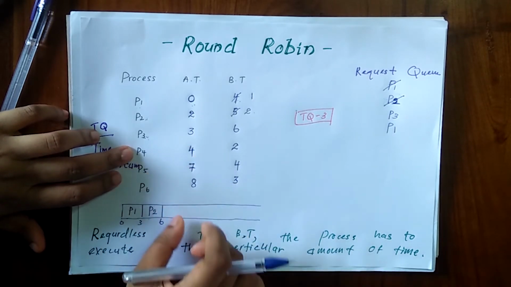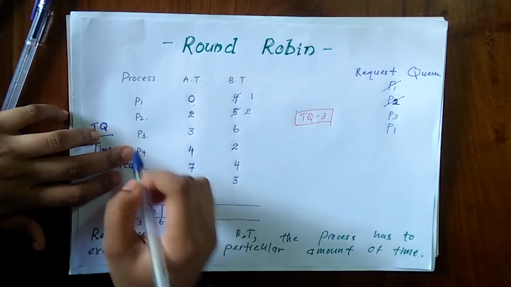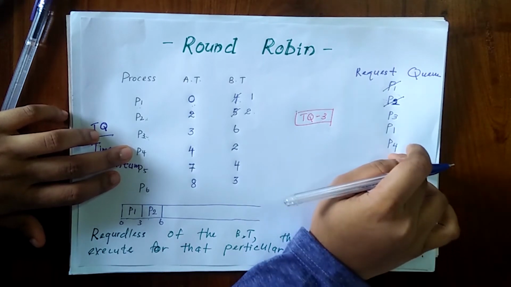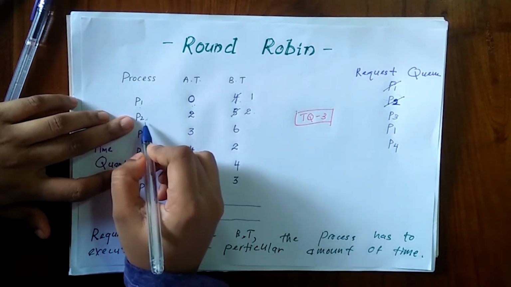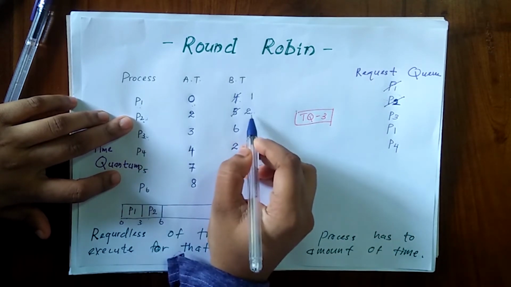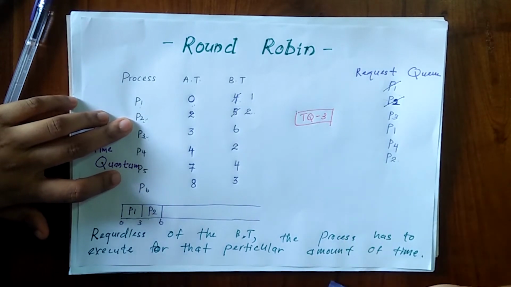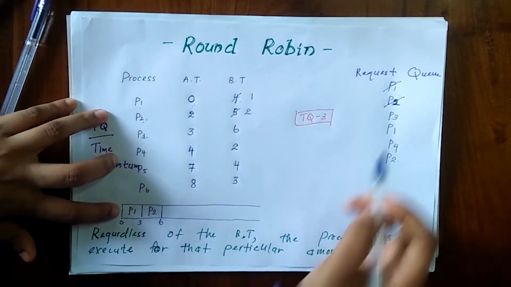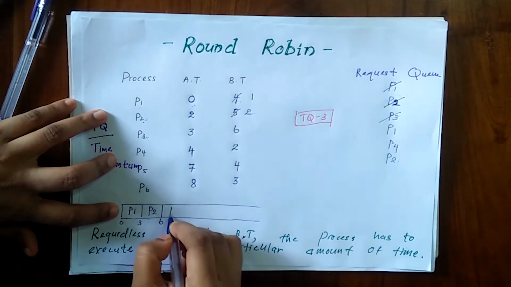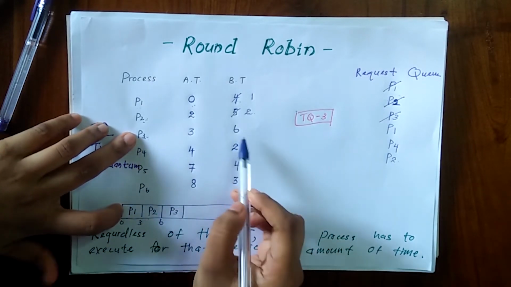So we cannot place P4 here because there are more processes in the request queue. So we are going to place this P4 here. And then we are gonna place this P2 because P2 it has 2 milliseconds left, right? So we are gonna place P2 here. And now let's see, the next process is P3, right? And P3, its burst time is 6.